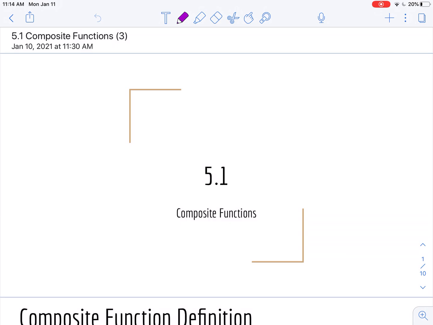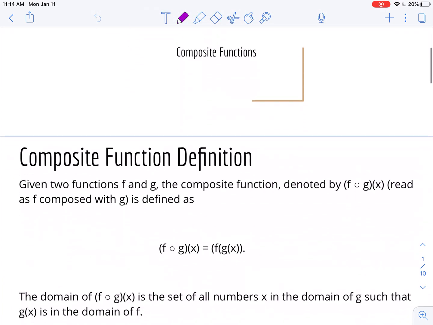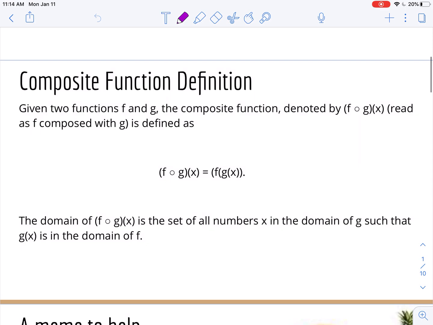I use a dot for my multiplication symbol. We assume that that multiplication symbol is the open circle, which represents function composition. And you've shown me that you have an idea of what function composition is. So, a composite function: given two functions, f and g, the composite function denoted by f of g of x is technically read as f composed with g. I'm always going to read this as f of g of x.